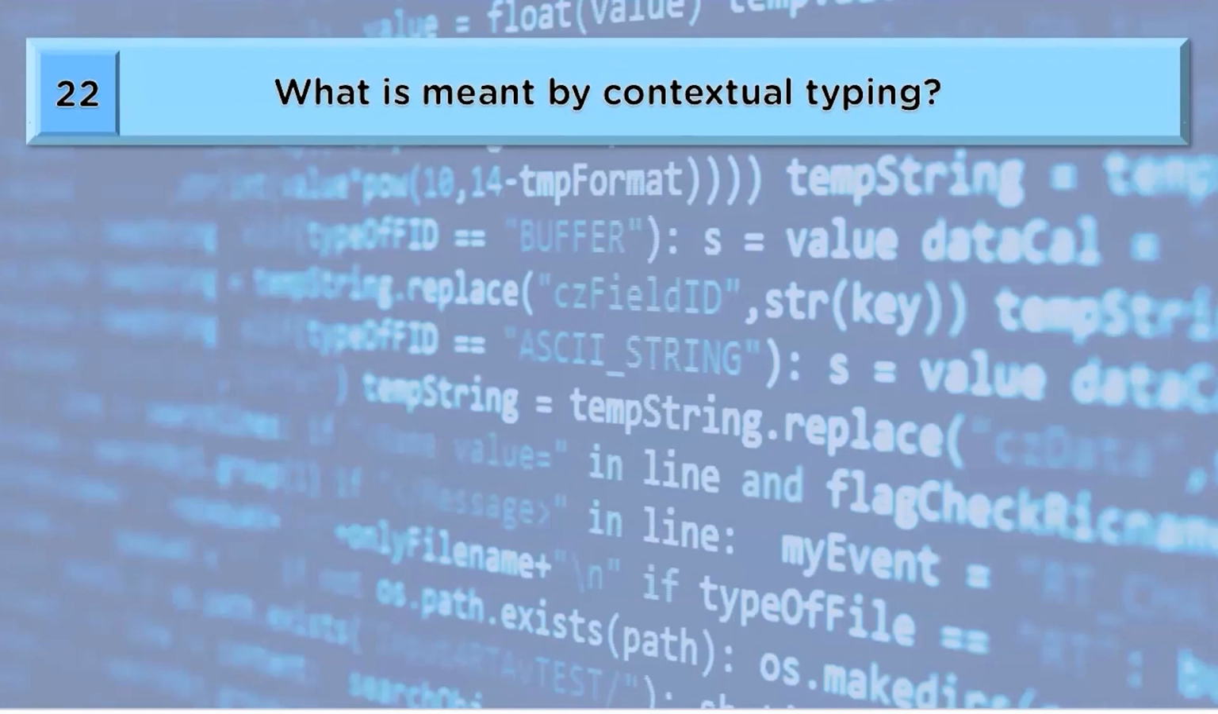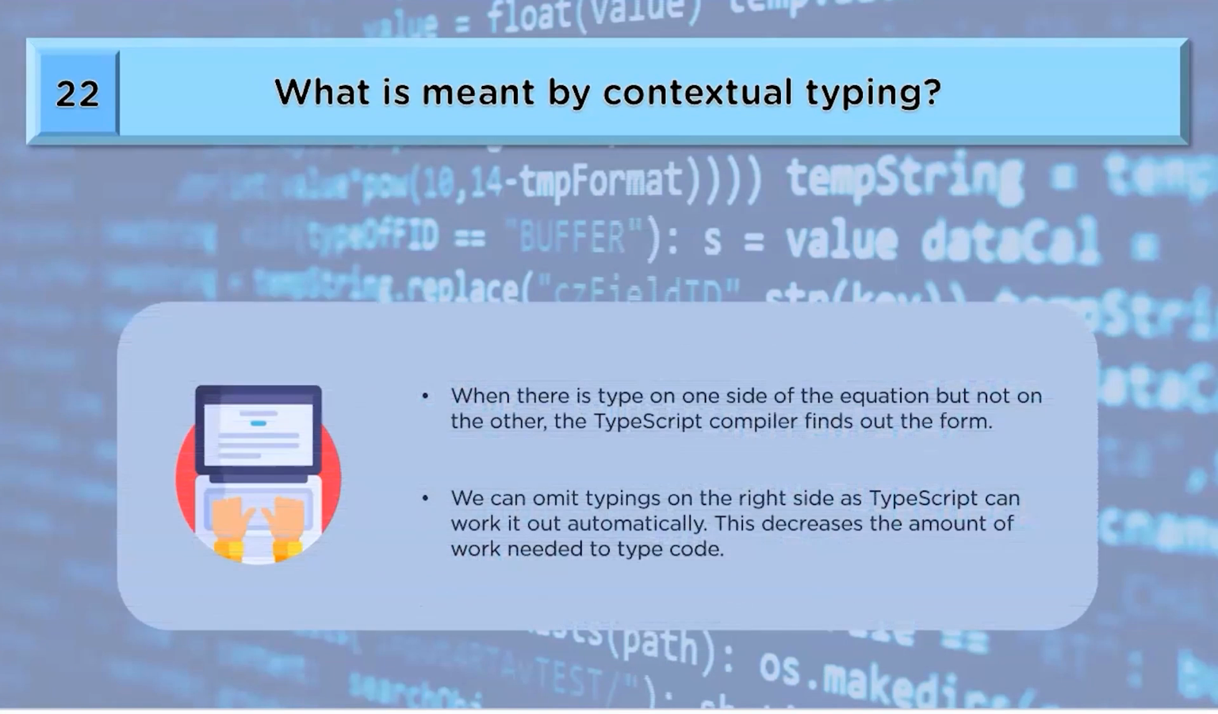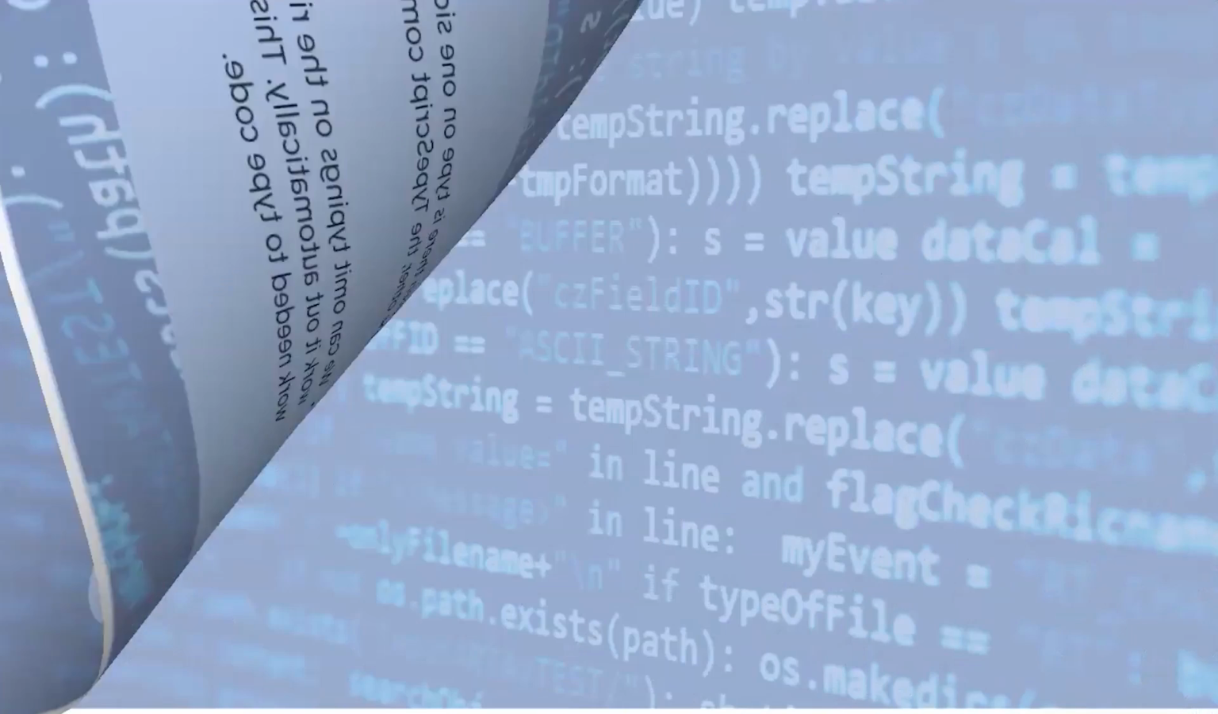What is meant by contextual typing? When there is a type on one side of the equation but not on the other, the TypeScript compiler finds out the form. We can omit typing on the right side as TypeScript can work it out automatically. This decreases the amount of work needed to type code.